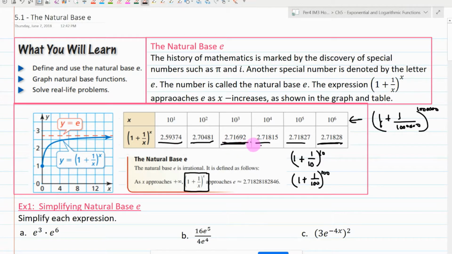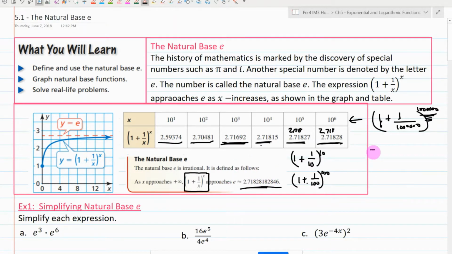2.718, 2.718, 2.718. Okay, so the significant numbers don't change very much. And if you increase that to infinity, then that number approaches 2.718, and the numbers after that are very insignificant and don't really affect it very much.